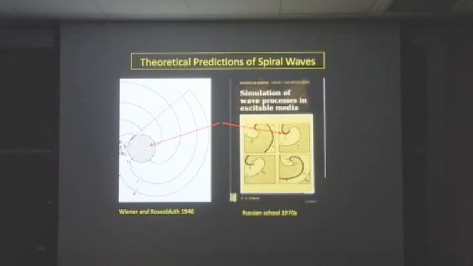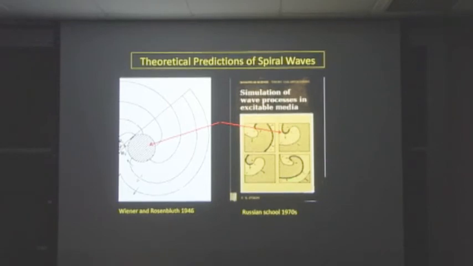Interestingly, Wiener and Rosenblueth in Mexico City in 1946 made a theoretical prediction of what a reentrant wave would have to look like. They theoretically predicted it would have to take the form of a spiral wave. Here it's around an anatomic obstacle. In the 70s, the Russian school said the same thing about open field reentry, or functional reentry, that it would take the form of a spiral wave.